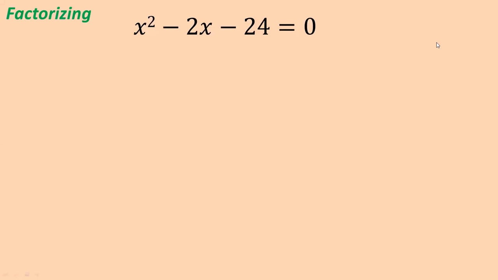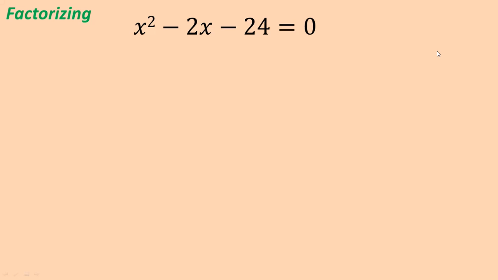x squared minus 2x minus 24 is equal to 0 is a quadratic equation. We can solve quadratic equations in different ways. So in this lesson, we are going to solve this equation by factorizing and by the quadratic formula.